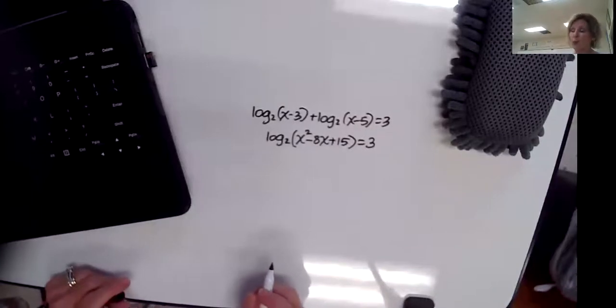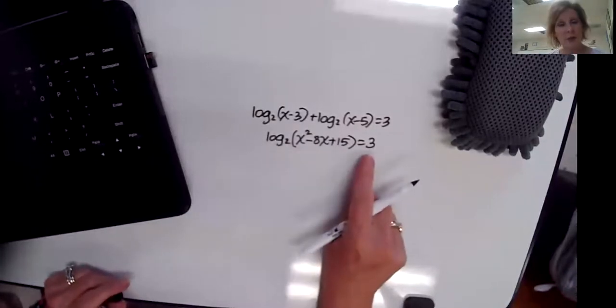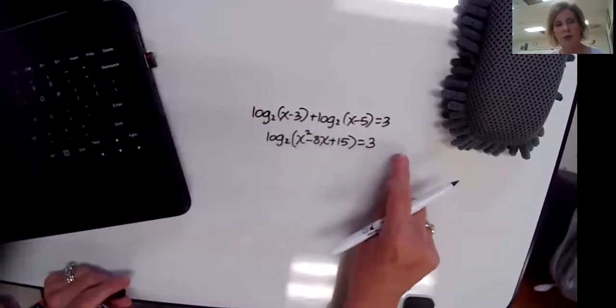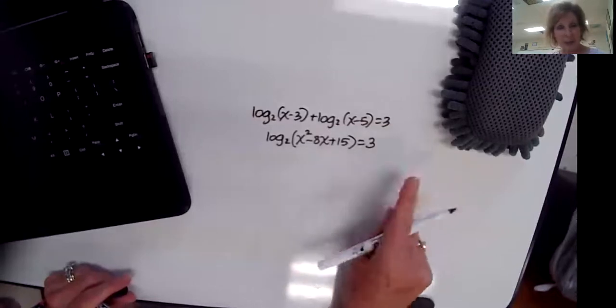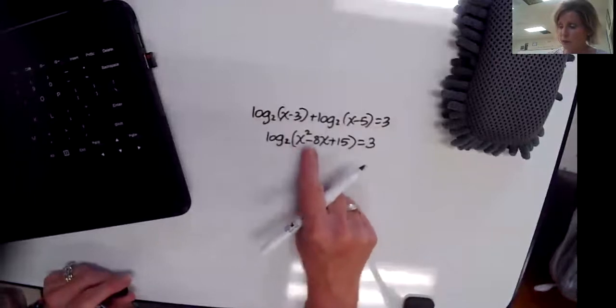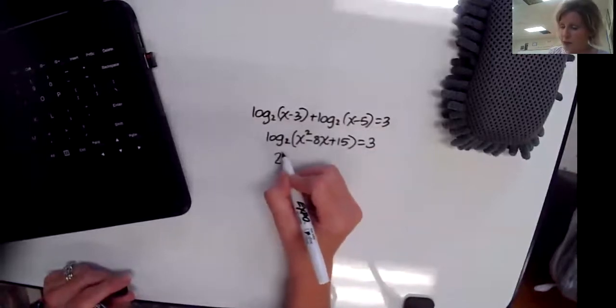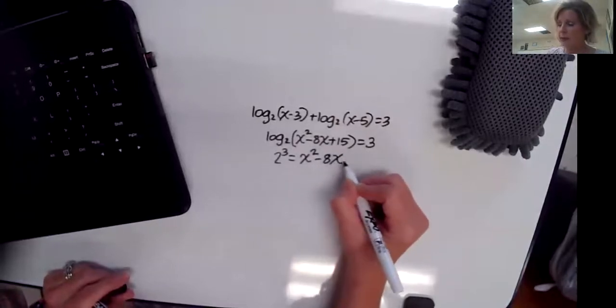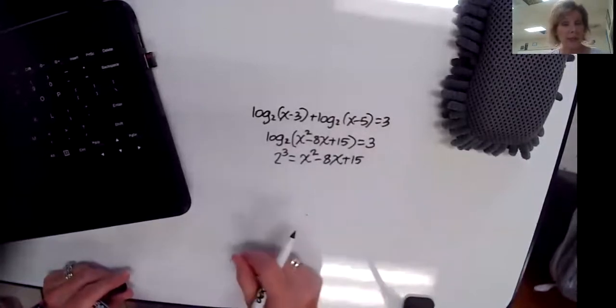Now, I want to either exponentiate this equation or rewrite it in exponential form, because I don't have log base 2 of this equals log base 2 of that. So I can't just set the two sides equal. So I'm going to say, well, 2 to the 3rd power. Notice I'm rewriting in its exponential form. You could also say 2 to the power on both sides if you prefer.